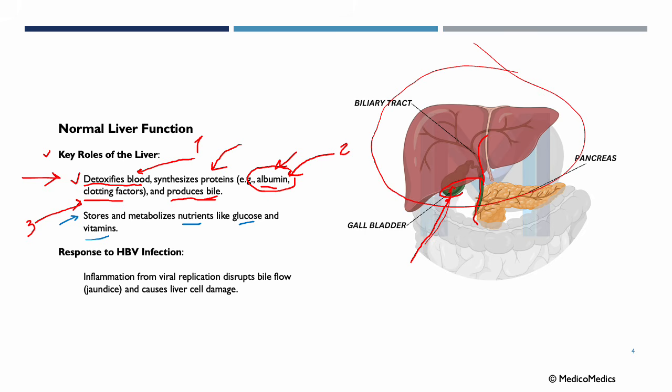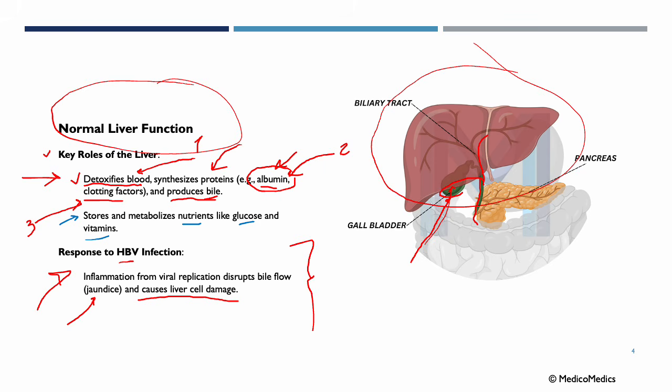So, what happens once we've understood in general the normal function of the liver? What happens in response to an HBV infection? Well, the inflammation from viral replication disrupts bile flow. And if we have a disrupted bile flow, we will have the presence of jaundice. And this will cause liver cell damage. In the next slide, we will look more in detail into the pathophysiology.